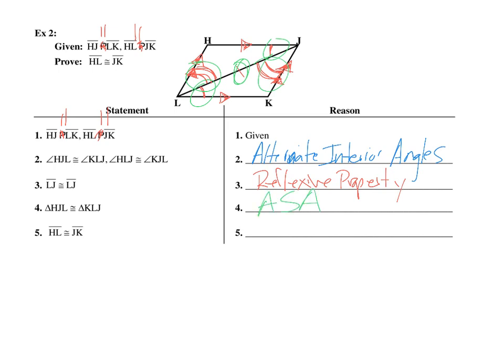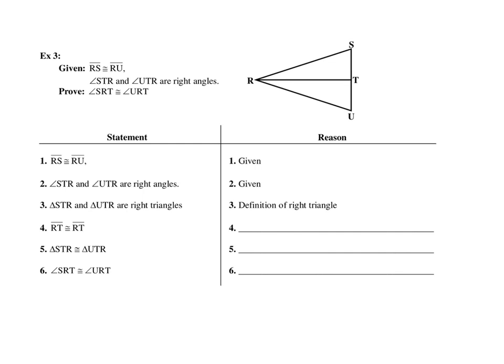Alright, now that I know the triangles are congruent, I can make a statement about any of the corresponding sides or corresponding angles using the reason CPCTC. Corresponding parts of congruent triangles are congruent. Next example. Okay, RS is congruent to RU. Angle STR and angle UTR are right angles.